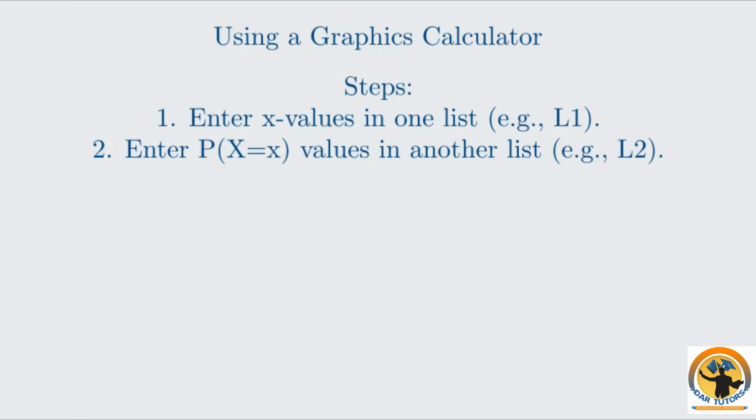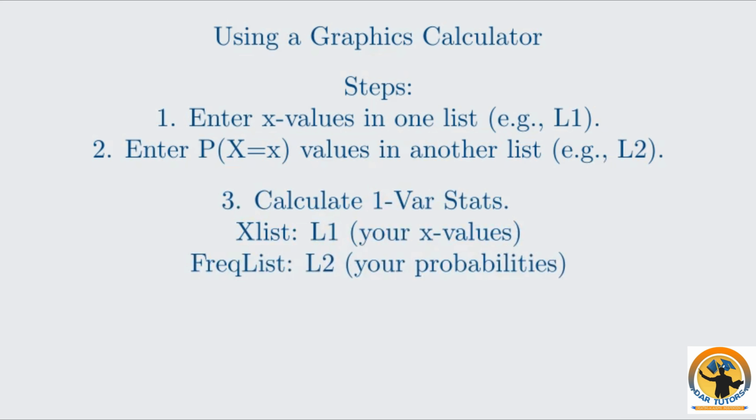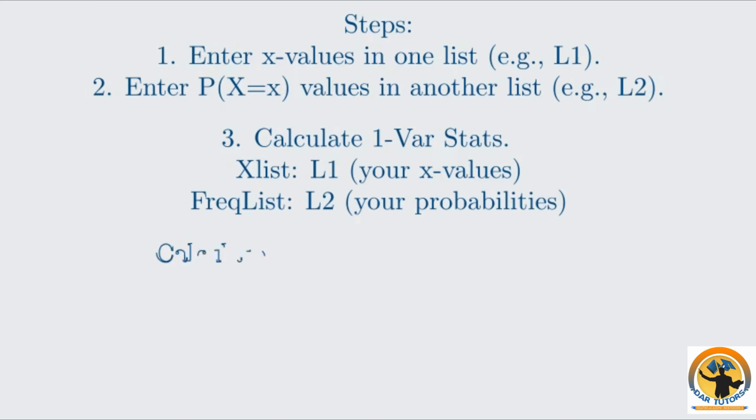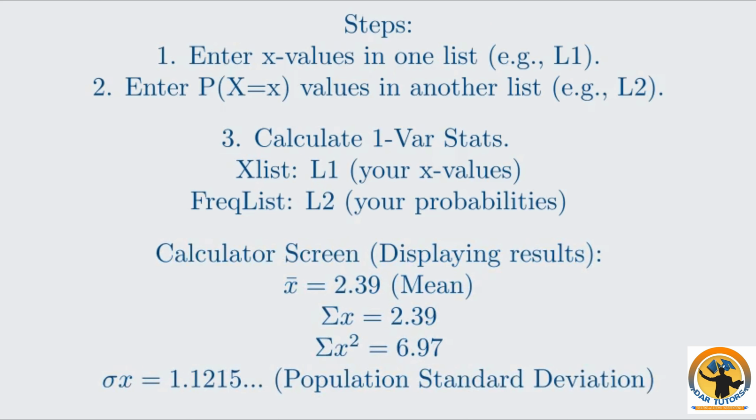Once the data is entered, you'll go to the Stat mode, select Calc, and choose one var stats, or one variable statistics. Here's the crucial step for probability distributions. You must specify your X list, L1, and your frequency list. For a probability distribution, the probabilities act as the frequencies. So you'll select L2 as your frequency list. If you forget this step, your calculator will treat all X values as equally likely, and you'll get the wrong answer.